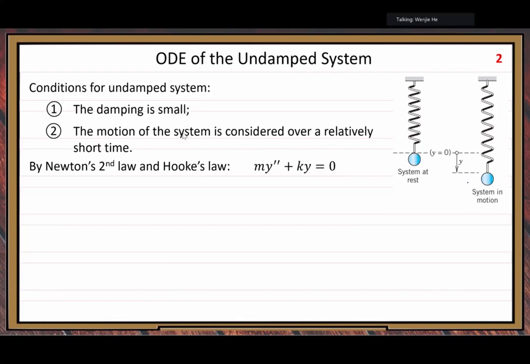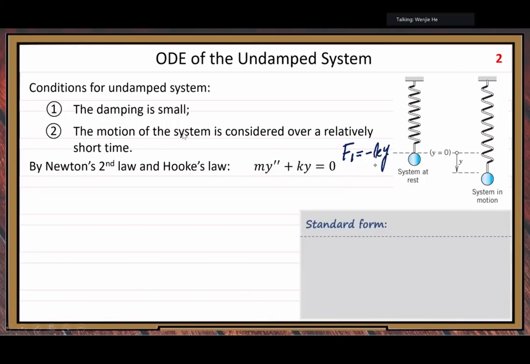But you can see it easily, because here I already changed the form. The original form, right hand side should be the force part. But the force part, by Hooke's law, is negative ky. Then the negative term here, when we move it to the left hand side, we get plus ky.